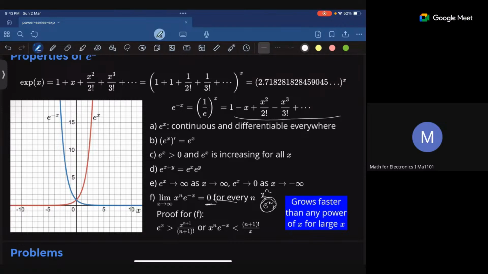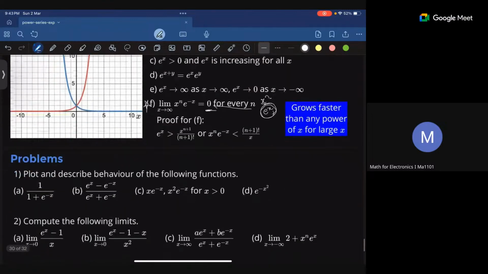This is very important, for every n. And the proof you can also go through. It's a one line proof. But this property is really important, and we will use it to solve problems related to certain limits.